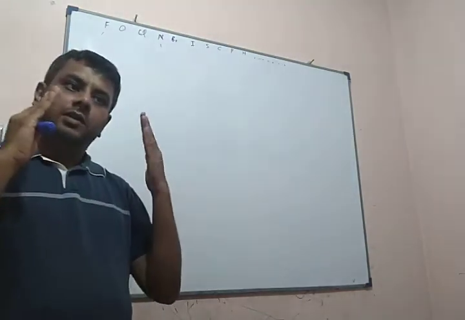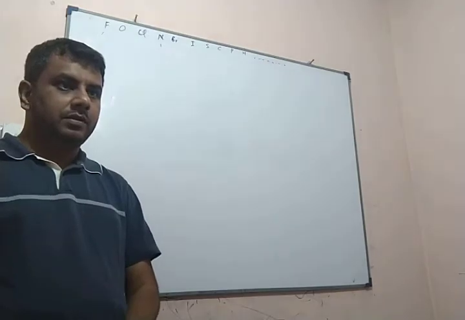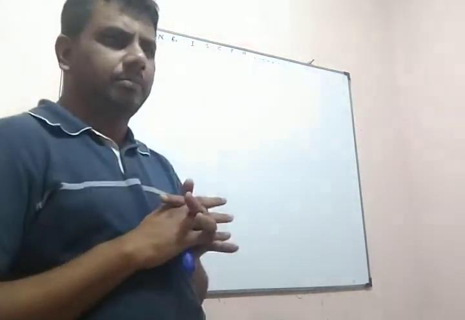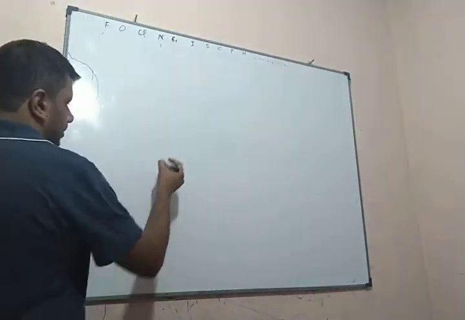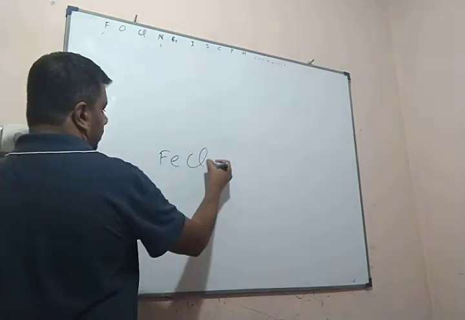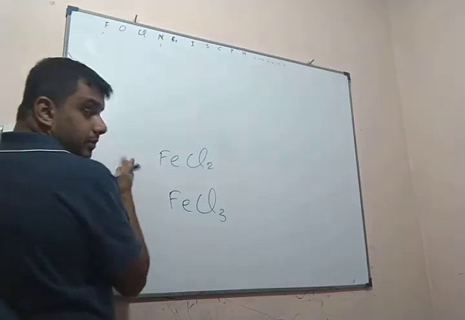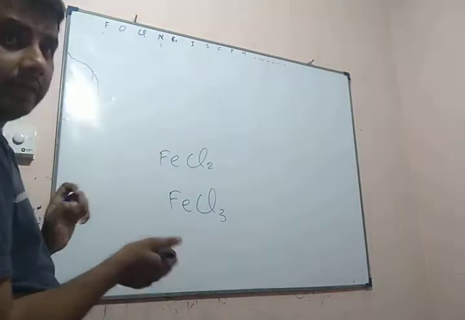There are trivial names and IUPAC names. Somebody you know the trivial names of most of the compounds. Trivial names you know. For example, what's this? FeCl2, FeCl3. This one is ferrous chloride and this one is ferric chloride.